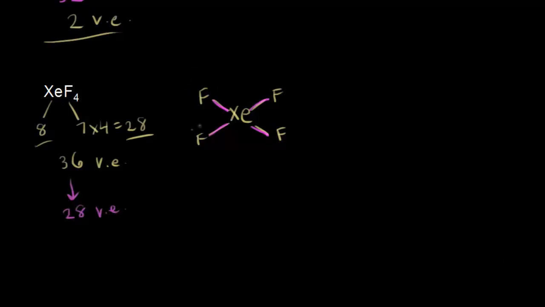So each fluorine is going to get an octet, and so we need to put 6 valence electrons on each one of our fluorine atoms. So we are representing 6 more electrons on 4 atoms, so 6 times 4 is 24. So 28 minus 24 gives us 4 valence electrons left over, and we're going to put those on our central atom here. So we're going to put those on the xenon. So we go ahead and add in those 4 electrons in the form of 2 lone pairs to our central atom.